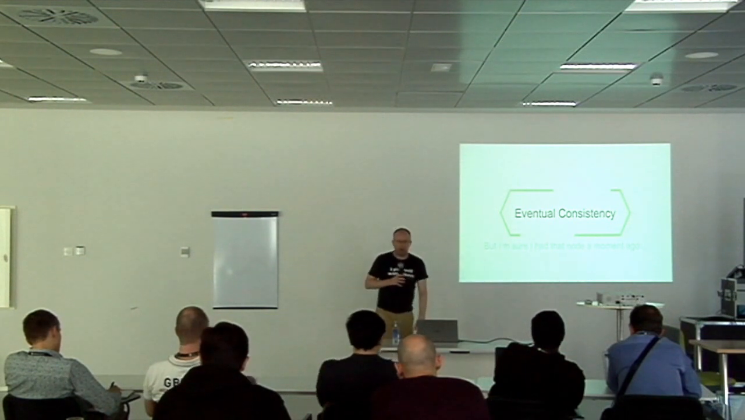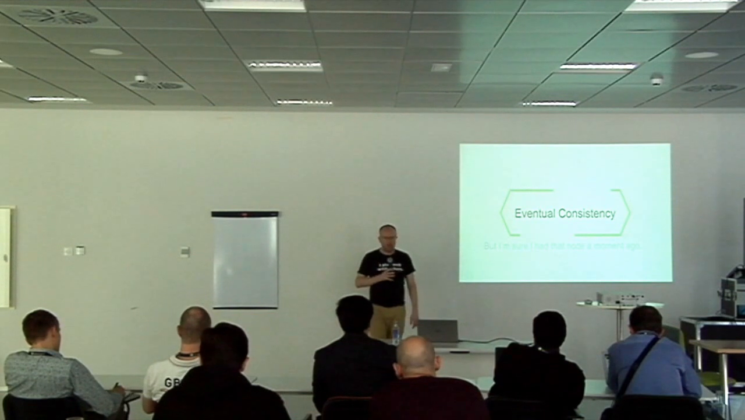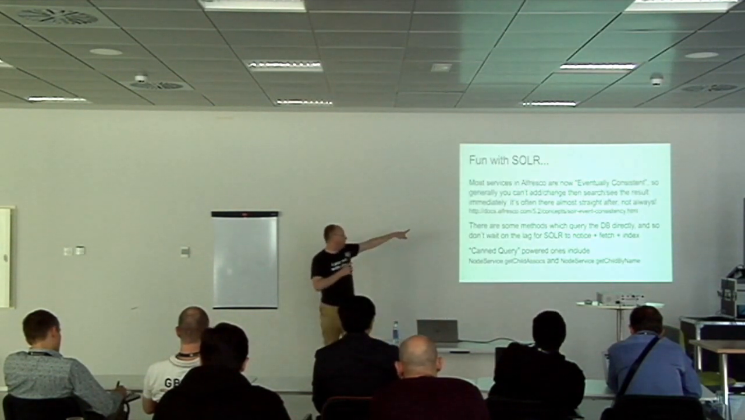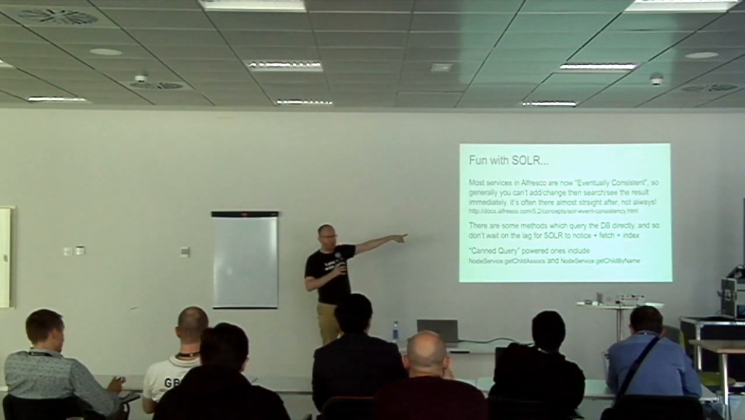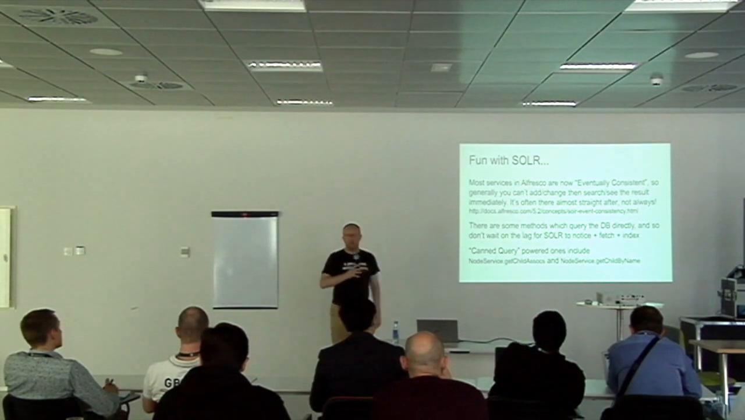This one comes up quite a lot. Eventual consistency, also known as, but I've just added that node, where has it gone? There's a really good documentation page here that no one ever seems to read until they turn up on the forum or StackOverflow confused. Please read it.